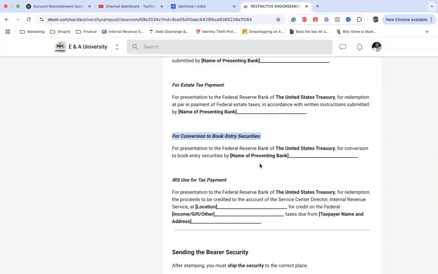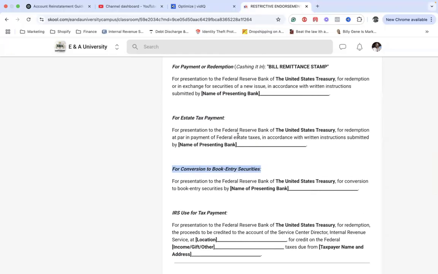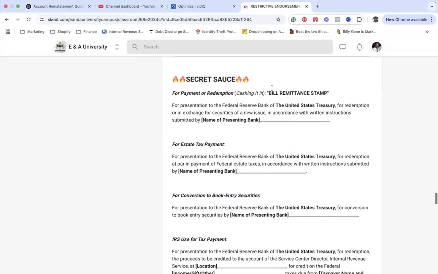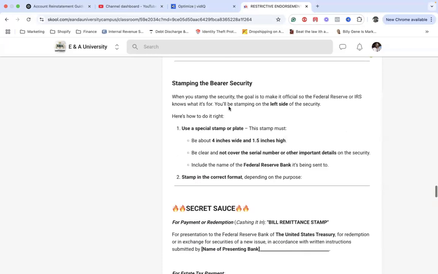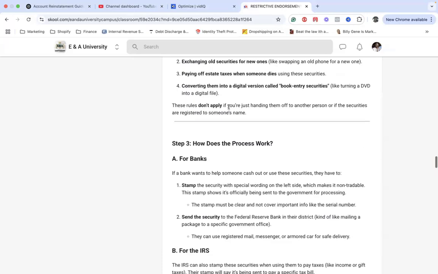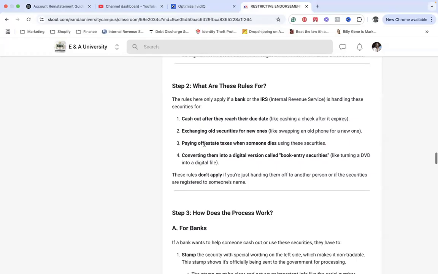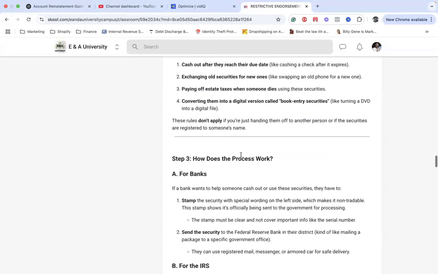Which I'm not very familiar with, to be honest with you. I just try to find the simplest way to explain this to you, right? I'm not familiar with conversion to book entry securities. I'm a little more familiar with IRS tax payments, estate payments, and the redemption method, right? But that's just again to educate you guys on what the rules are.